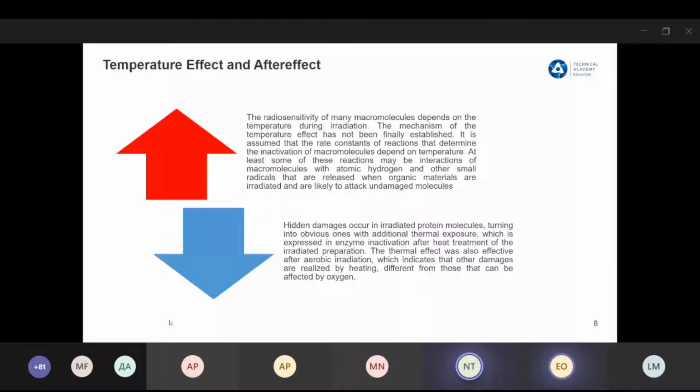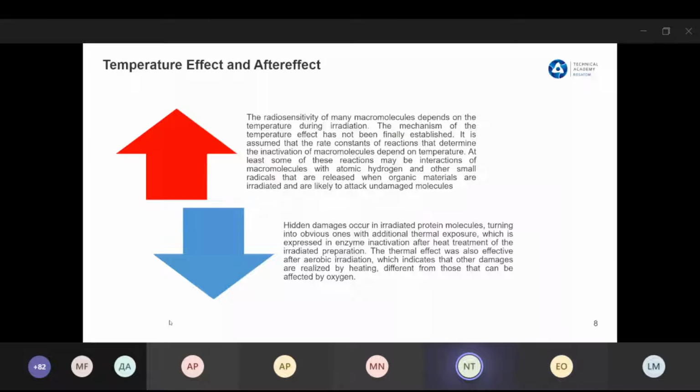Temperature aftereffect. Hidden damage occurs in irradiated protein molecules, turning into obvious damage with additional thermal exposure, which is expressed in enzyme inactivation after heat treatment of the irradiated preparation. The thermal effect was also effective after aerobic irradiation, which indicates that other damage is realized by heating, different from that which can be affected by oxygen.